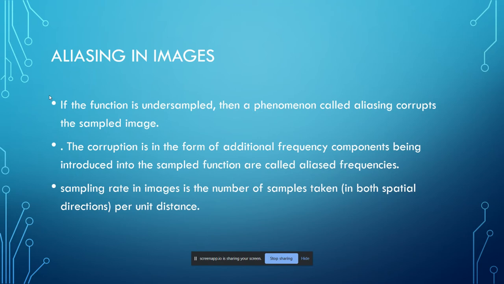That means we are going to lose the information of the image. We will not see the image clearly. That will lead to some high frequency components being added within the signal. So this leads to higher frequency addition to the signal, and these frequencies are nothing but the aliased frequencies.